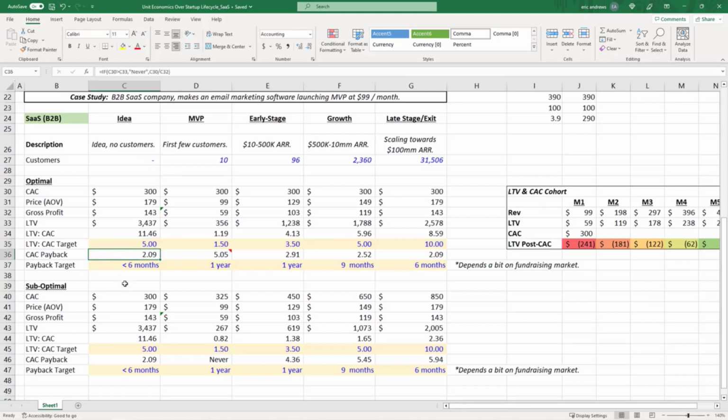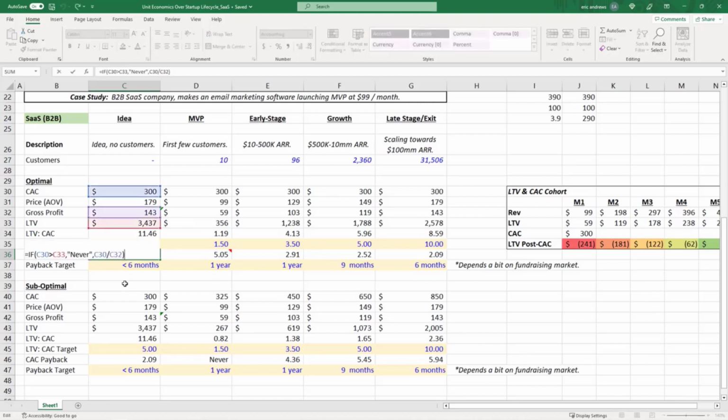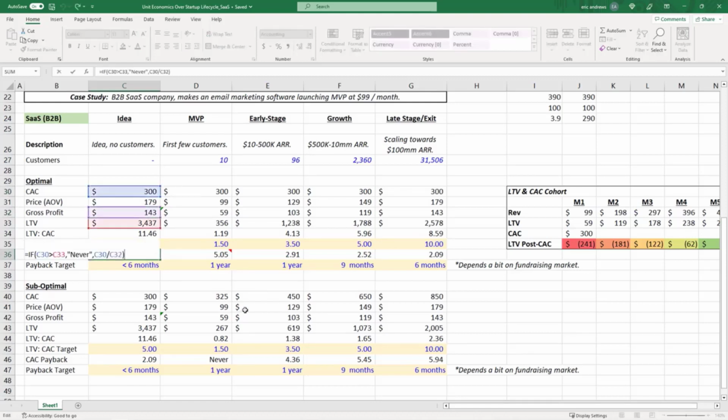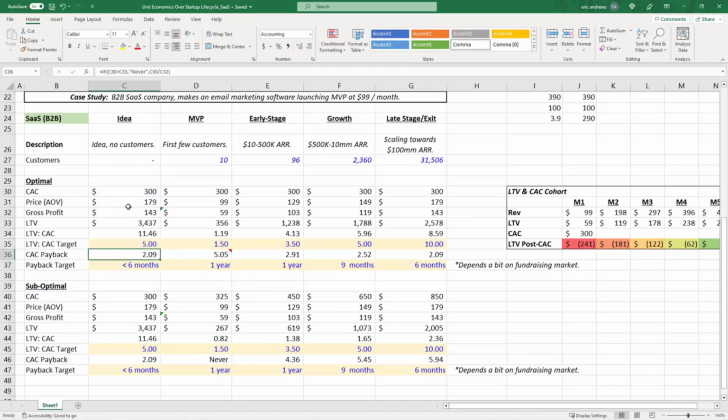This puts our CAC payback. So what do I mean by CAC payback? I mean, once we spend the money on the customer, how many months does it take for us to generate enough gross profit to actually recover our CAC? So I'm saying that we make $143 a month of profit, but we spent $300 in marketing to acquire the customer. So it takes roughly 2.09 months to repay the $300 CAC. So sometime in the third month, we basically get into the green on the customer's lifetime.